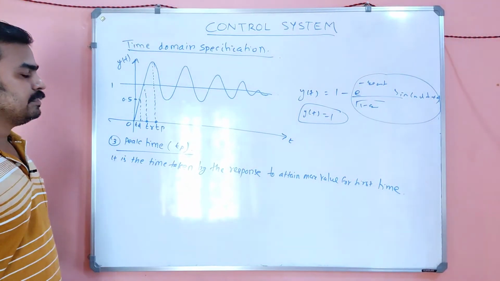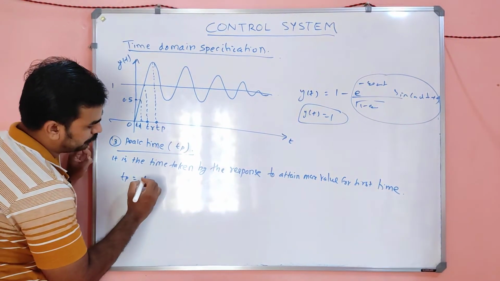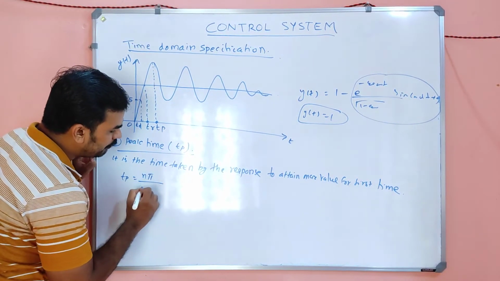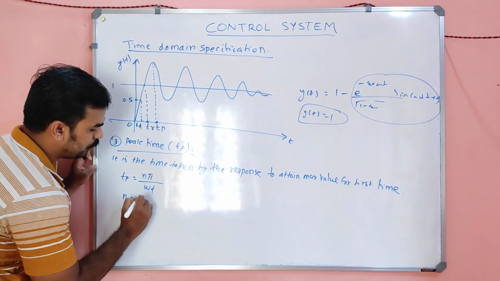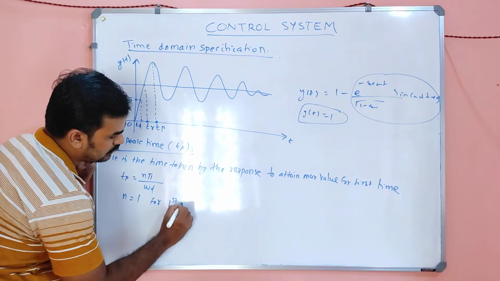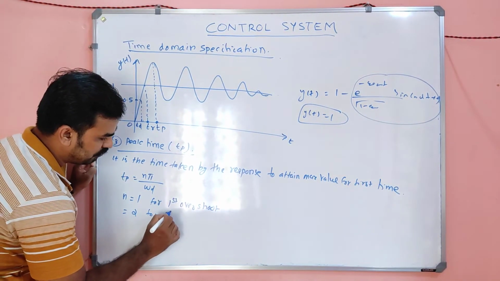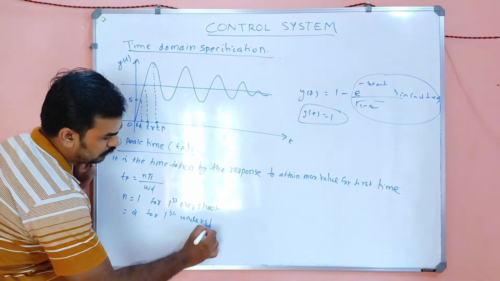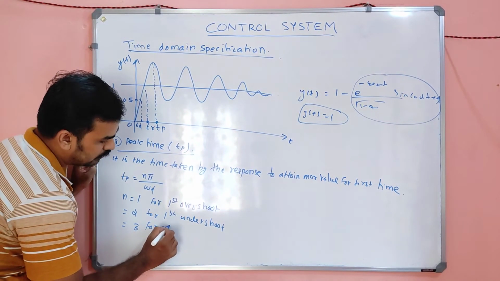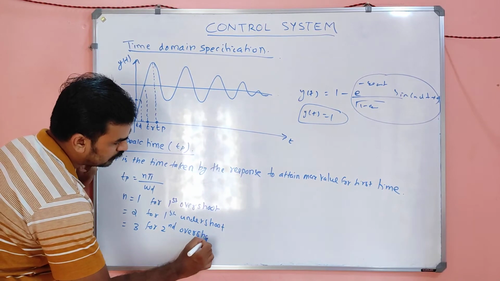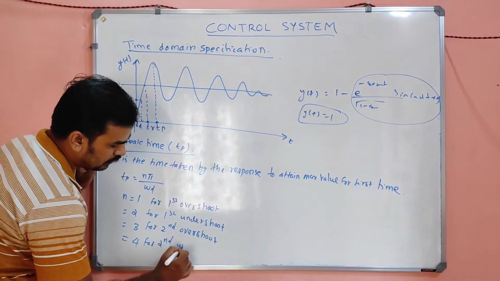It is the time taken by the response to attain the maximum value for the first time, and there is an equation for peak time. TP is equal to n pi divided by omega d, and n will be equal to 1 for the first overshoot, 2 for the first undershoot, 3 for the second overshoot, and 4 for the second undershoot.